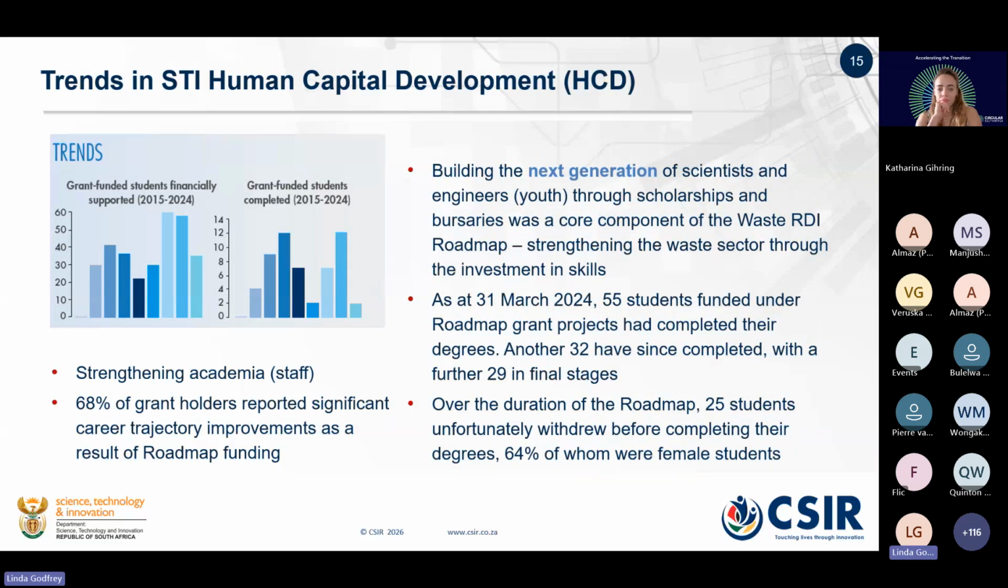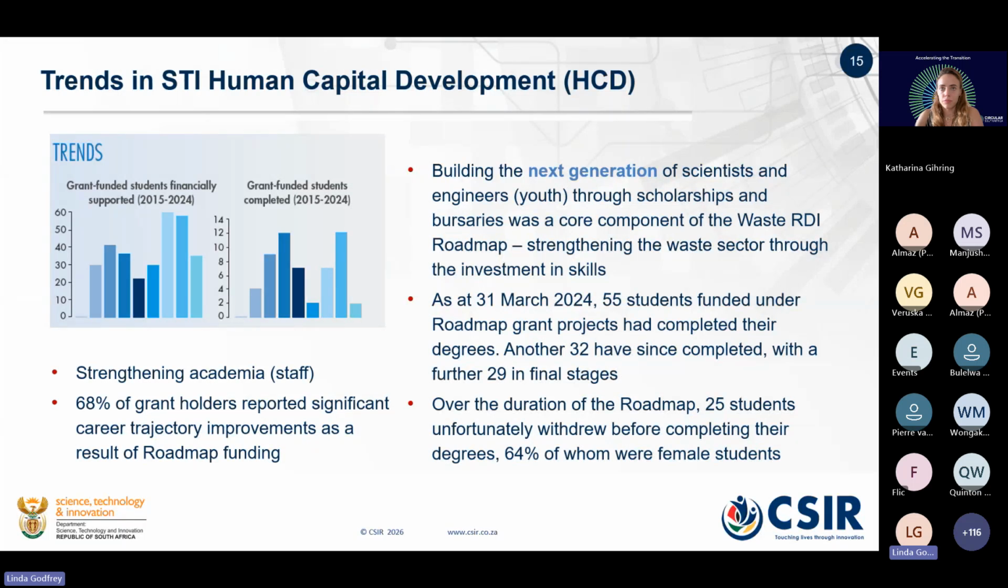Another really important part of this roadmap is it's not just about research for the sake of research. This is about also building the next generation of scientists, of engineers that will move into the waste sector. This is an investment in our youth, both undergraduate and postgraduate students that have worked on most of these grant projects that we've seen. As at the 31st of March, again, 2024, we had 55 students funded under the roadmap that had completed their degrees. Another 32 have since completed then, with a further 29 in the final stages.